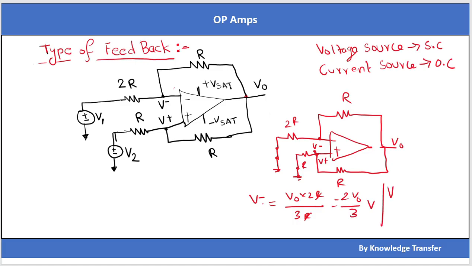In the same way, V plus is equal to V naught by 2. So here we can say that V minus is greater than V plus. So this is a negative feedback system.